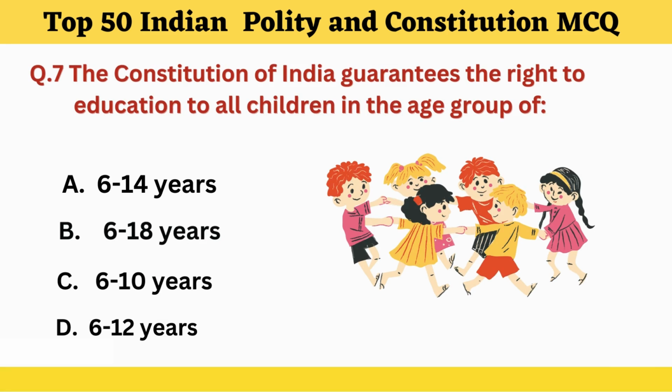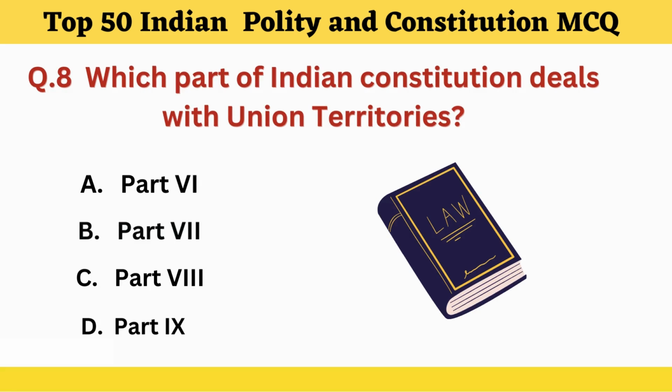The Constitution of India guarantees the right to education to all children in the age group of. The correct answer is option A, 6 to 14 years. Which part of the Indian Constitution deals with union territories? The correct answer is option C, part 8.